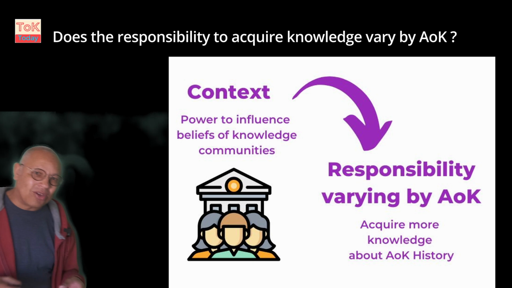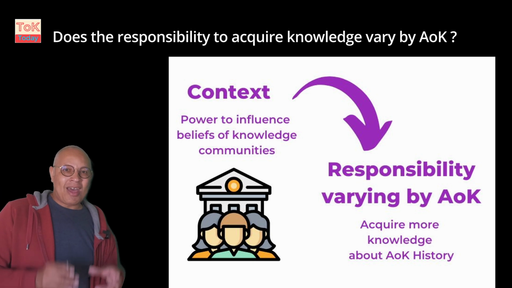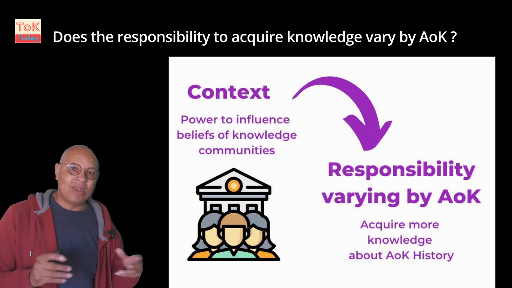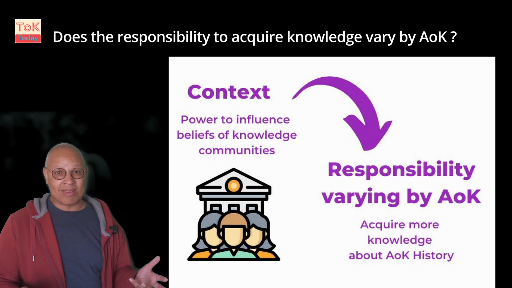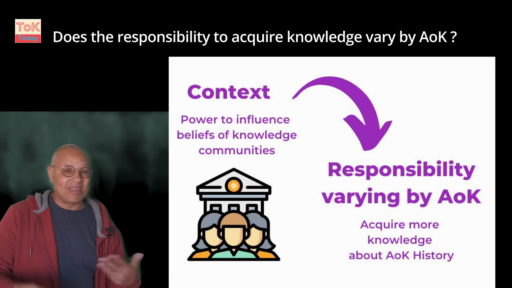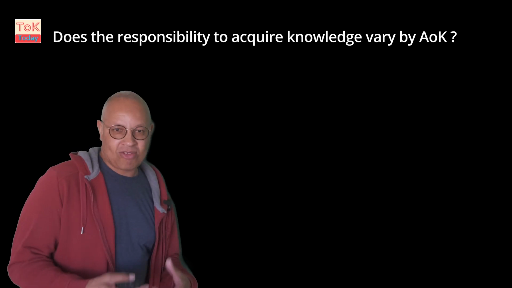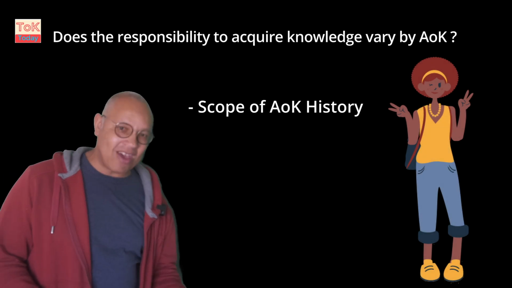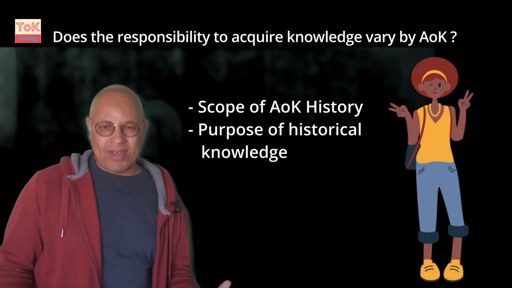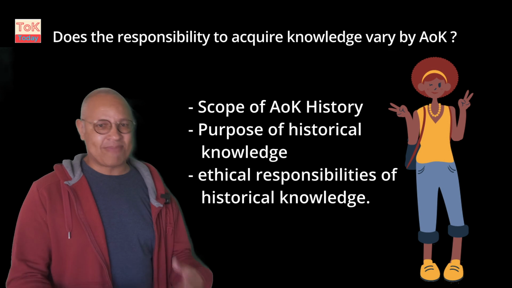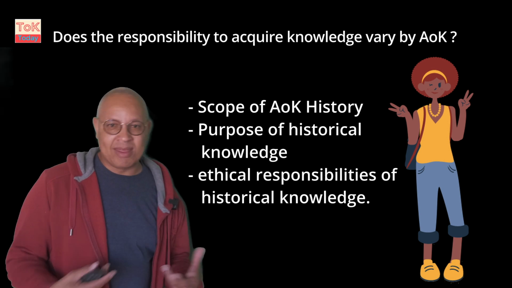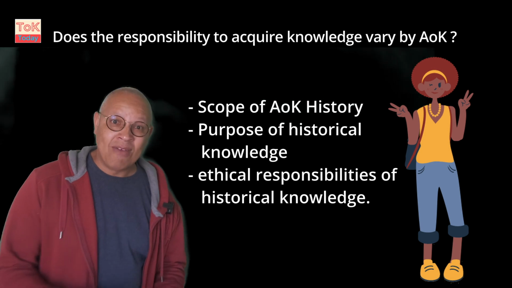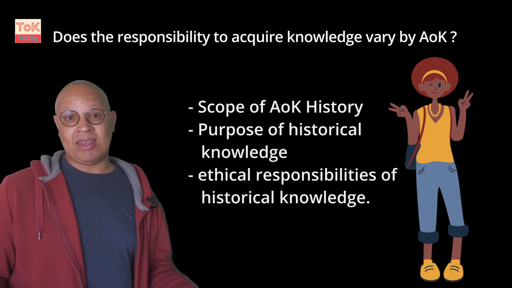Further, we could argue that this influential knower has more responsibility to acquire knowledge from AOK history than knowers who have little or no influence over others' sense of identity and belonging. Now, it's a fairly straightforward knowledge argument to make, and it nicely touches on the scope of AOK history, the purpose of historical knowledge, and the ethical responsibilities arising from historical knowledge. And I'm sure that you can find parallel examples from the country in which you live or study.